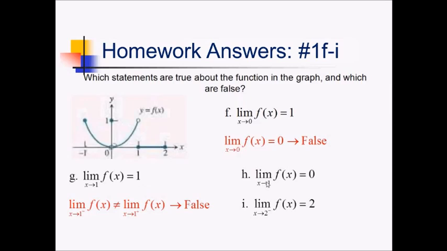And then for H, limit as x approaches 1 is 0. So we've already established that the limit does not exist as x approaches 1, so that's also false. And then finally, limit as x approaches 2 from the left side, so that's right here approaching from the left side. They're claiming that's 2. It's definitely not. It's 0. So that means that this is also a false statement.